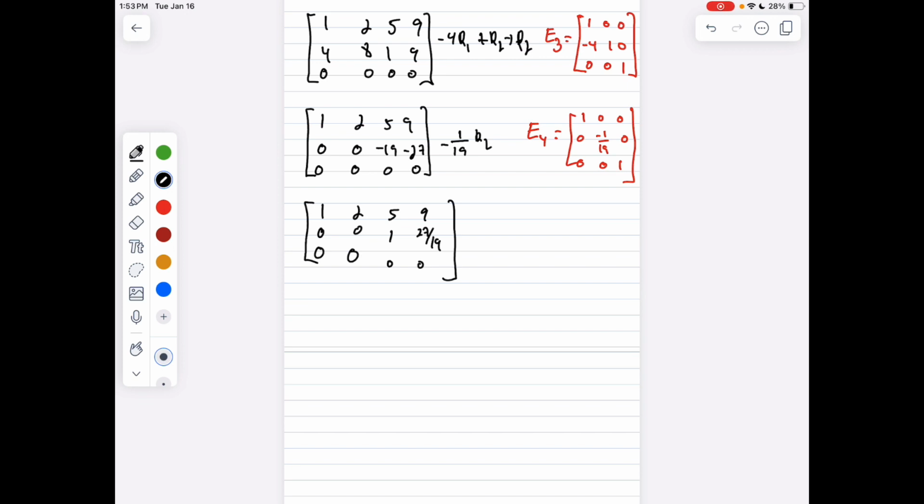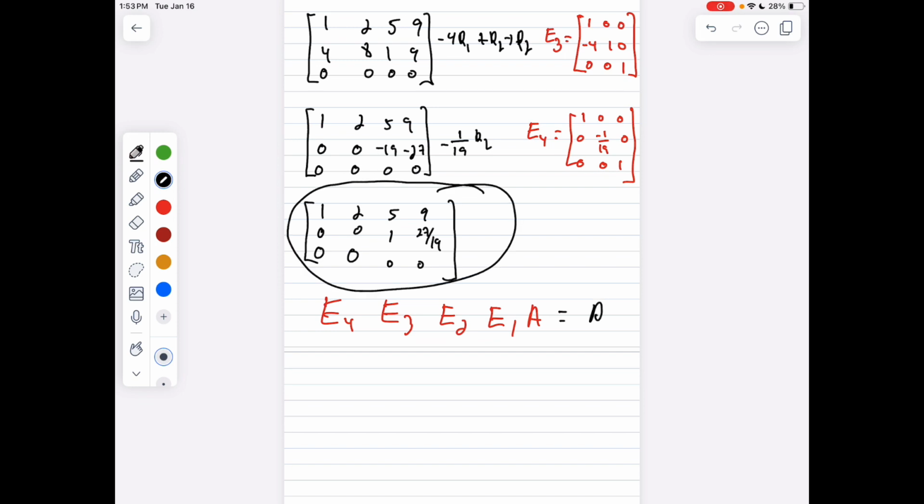You could do that, and it would be one more operation for a reduced row echelon form. So if you take the product of E4, E3, E2, E1, and you apply them on A, you get the matrix that you have right here. So it's all equal to this. That is equal to R right there. Okay? That's the row echelon form matrix.